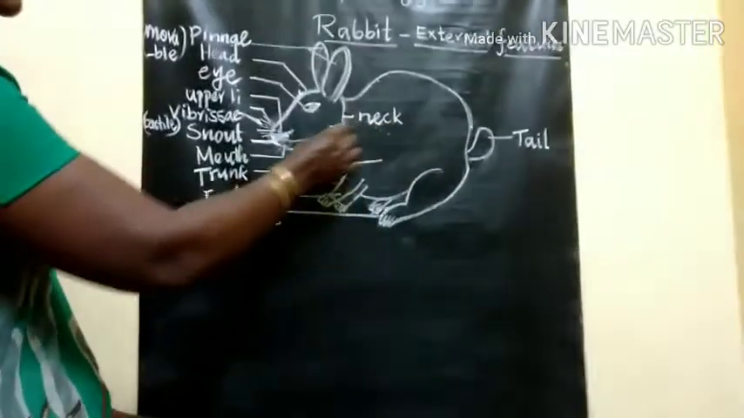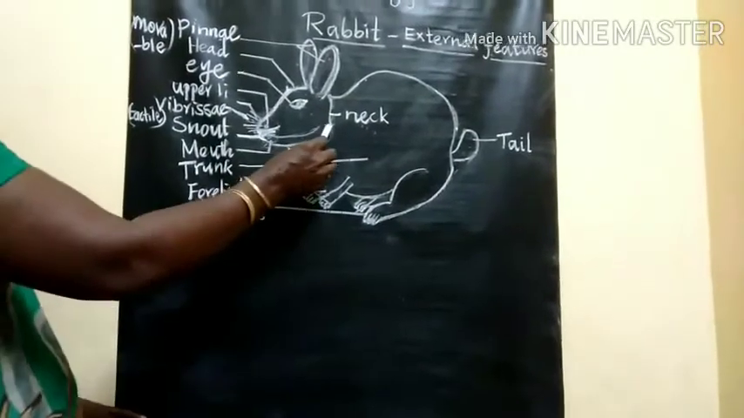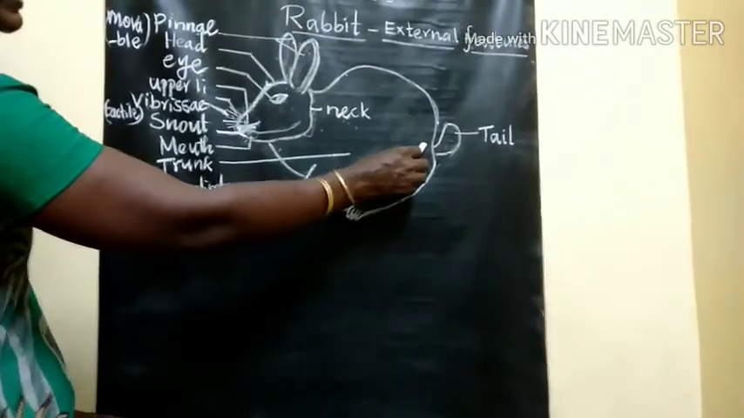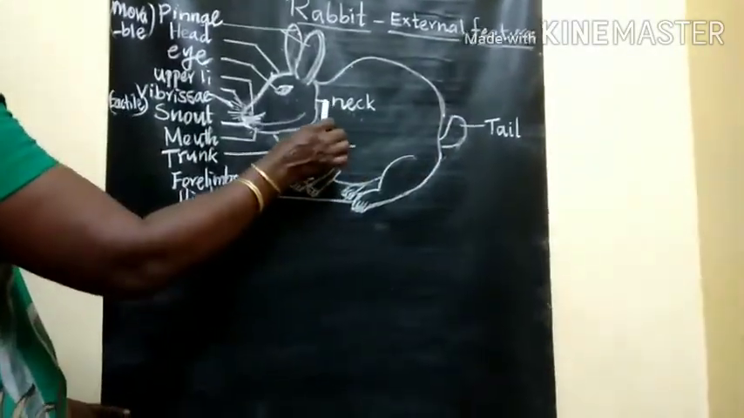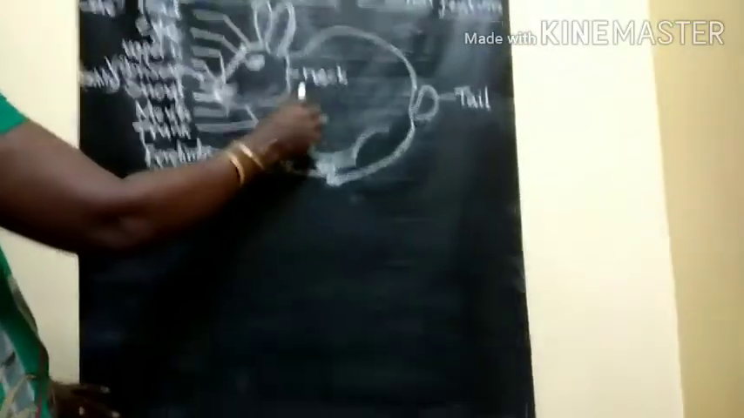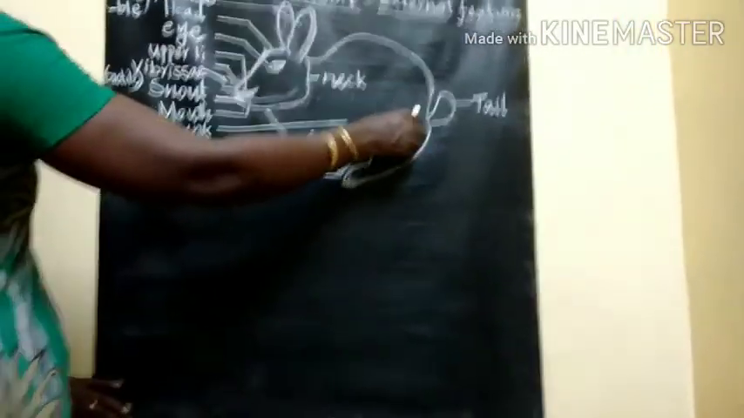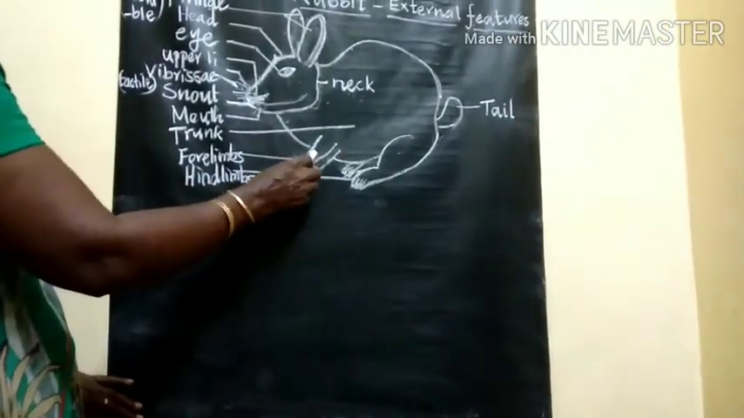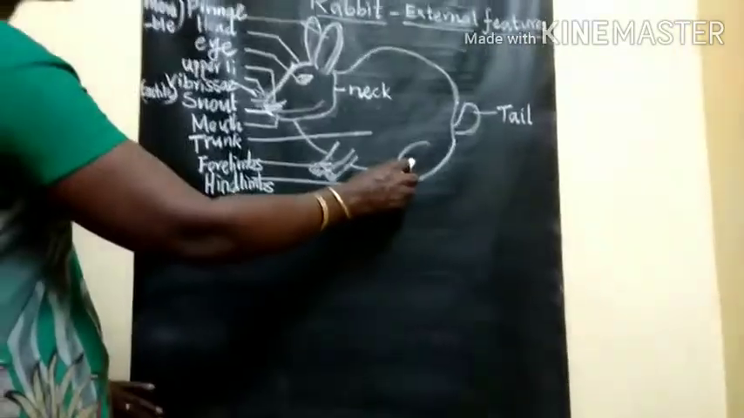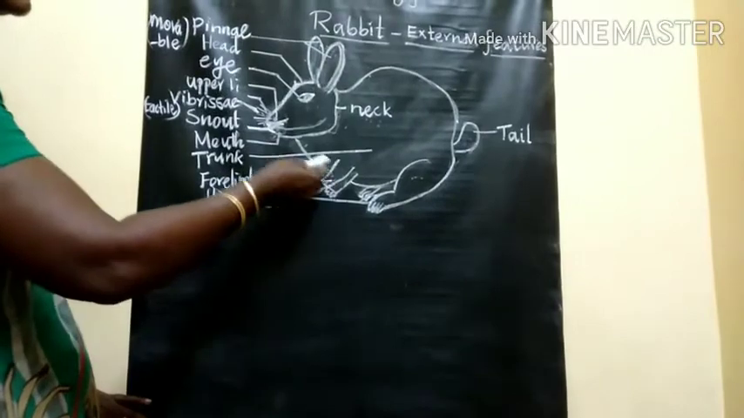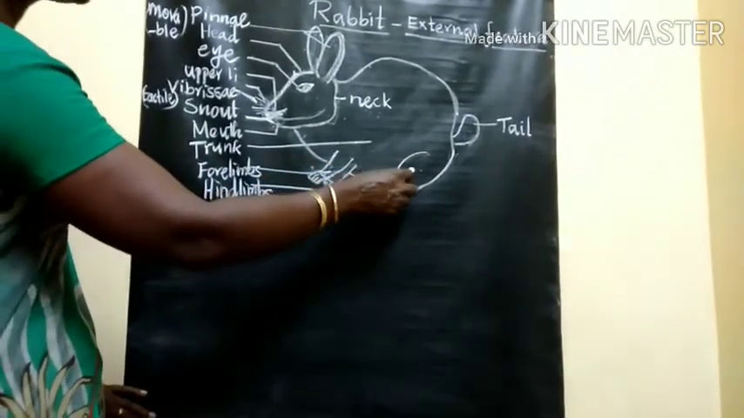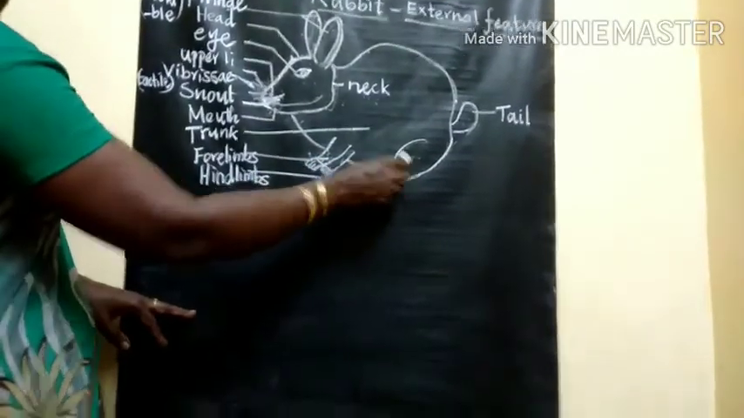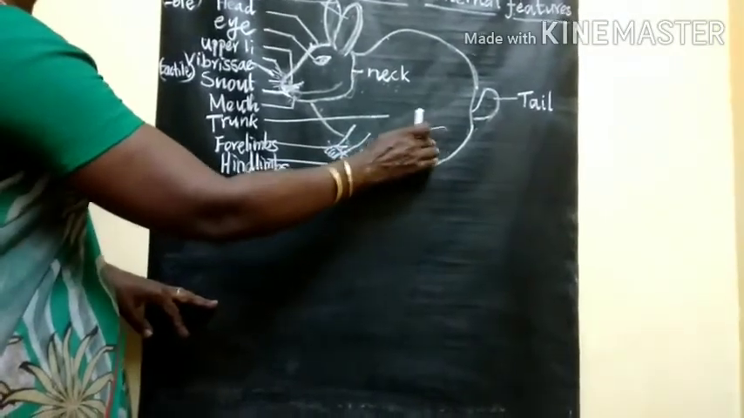Next, we can observe the trunk in this picture. The trunk is divided into anterior thorax and the posterior abdomen. It is provided with two pairs of limbs. One pair of forelimbs and another pair of hind limbs. The forelimbs are located in the front part and the hind limbs are located at the back. Forelimbs are shorter than the hind limbs.